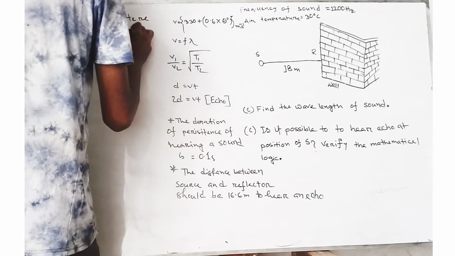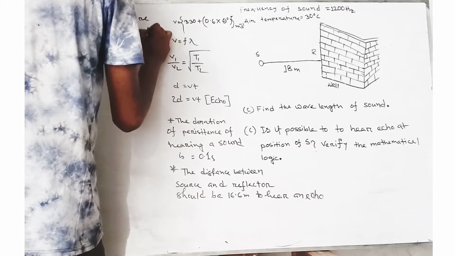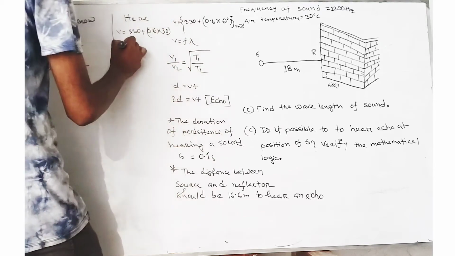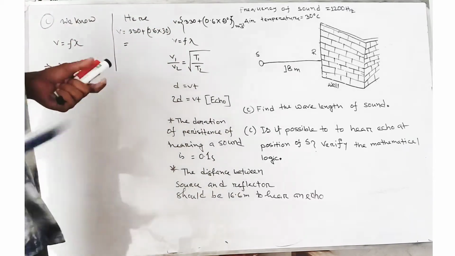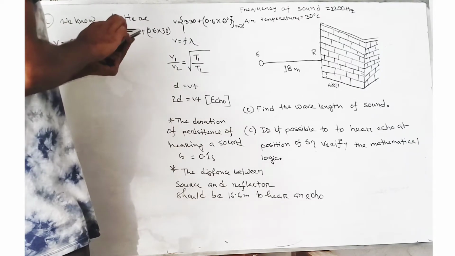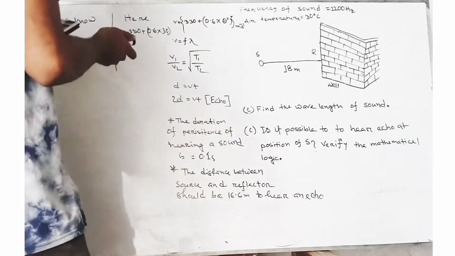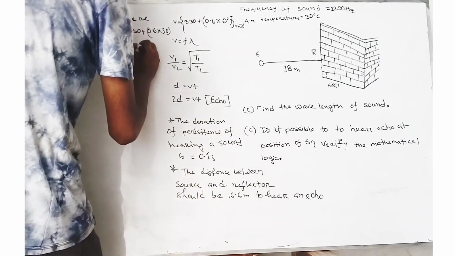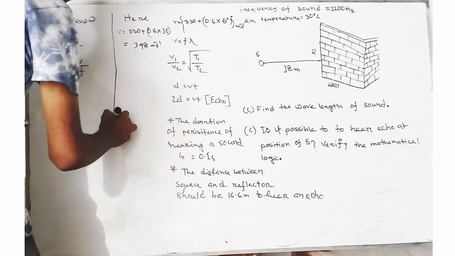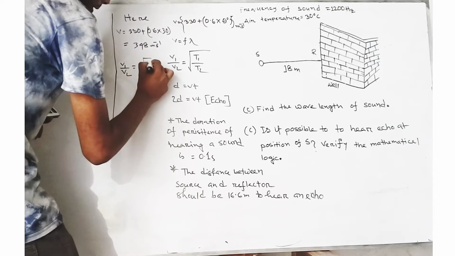Only one is enough to find the value of velocity. V equal to 330 plus 0.6, and here the given temperature is 30 degrees Celsius. So we will utilize a calculator: 330 plus 0.6 into 30 equal to 348 meter per second.